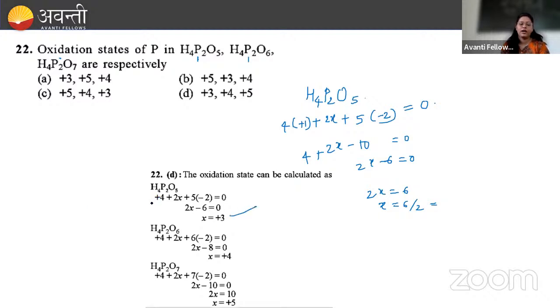So first molecule में हमारा जो oxidation state है phosphorus का वो क्या है? +3. Similarly, for another molecule, it is +4. Similarly, for third molecule, it is +5. So 3, 4, 5. Where is the answer? 3, 4, 5. Yeah, option D. To understand how we determine the oxidation state: hydrogen is +1, oxygen is -2. Okay, next.